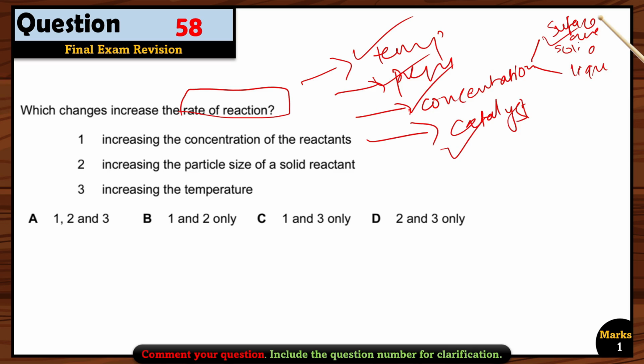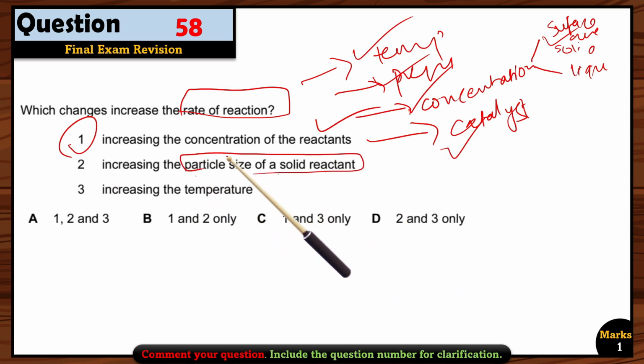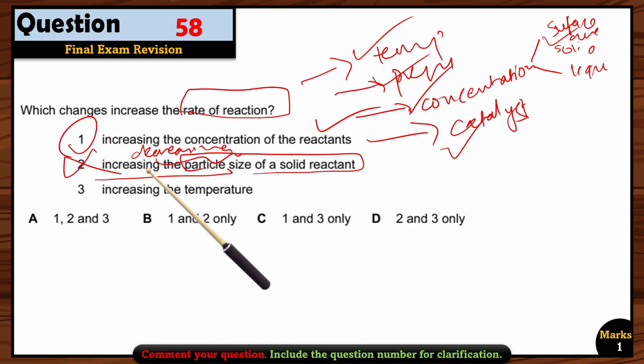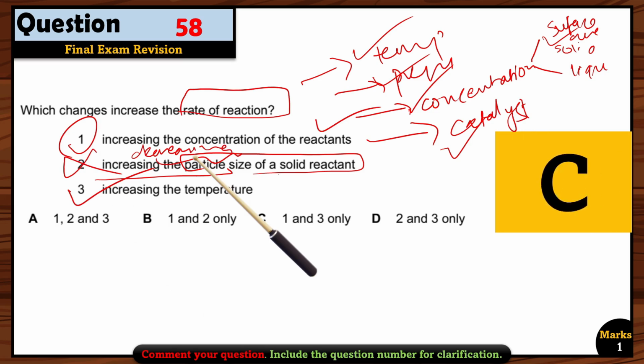Now let's see one by one. Increasing the concentration of the reactants: yes, that option is right. Increasing the particle size of the solid reactant: what does it mean? Particle size is inversely proportional to the surface area. If you are increasing the size, you are decreasing the surface area, and if you decrease the surface area, the rate of reaction will also decrease. So this option is not right. Increasing the temperature: yes, right. So options 1 and 3 are the only right options, that is C.